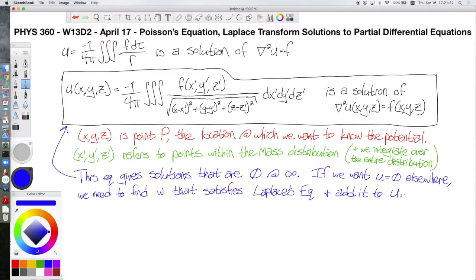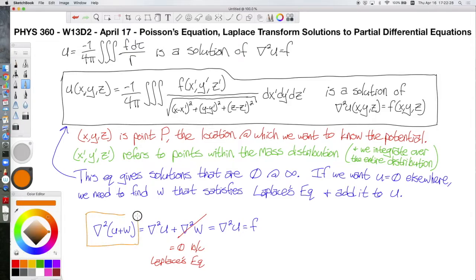And just to verify that the function u plus w does still satisfy Poisson's equation, if we take the Laplacian of u plus w, then we get the Laplacian of u plus the Laplacian of w. And because w satisfies Laplace's equation, its Laplacian is 0, which just leaves us with the Laplacian of u, which we already knew was equal to f. So now we can say that the Laplacian of our new function u plus w equals f. So this means our new function u plus w still satisfies Poisson's equation.